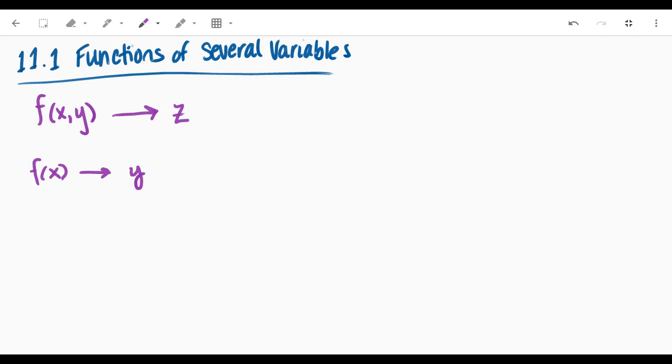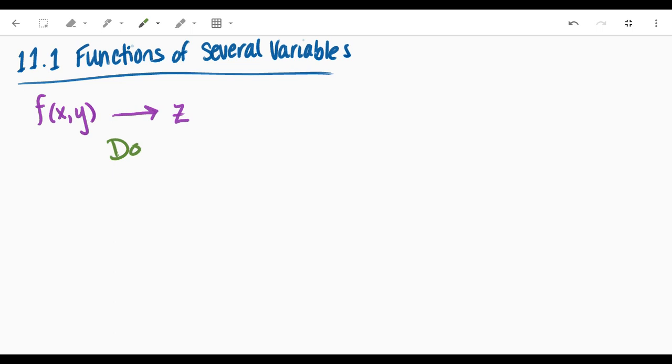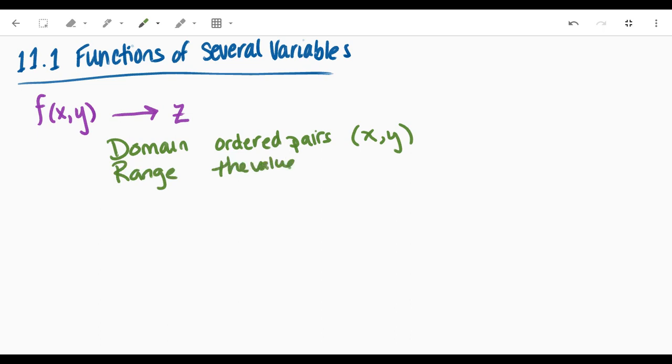Okay, the domain, let me erase that part. Your domain would be ordered pairs instead of specific values of x or specific values of y. It would be different combinations of x and y, and it's important that we consider them together. You'll see why when we get to some of the examples where we give the domain. You can't just say what x can be and what y can be. You need to say what x and y can be together. Your range is your output still. Range is the values the function can take on.